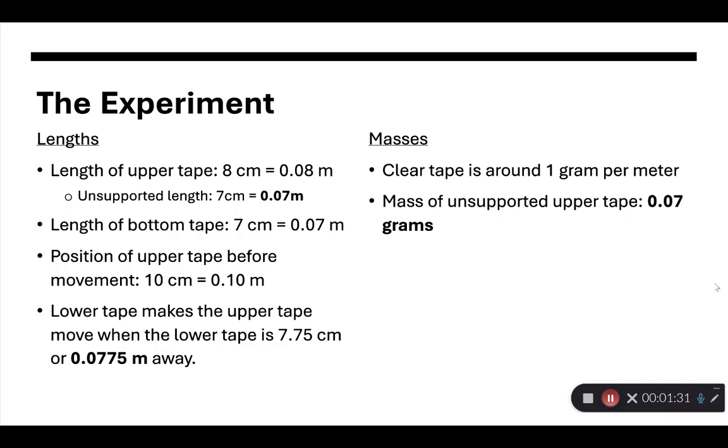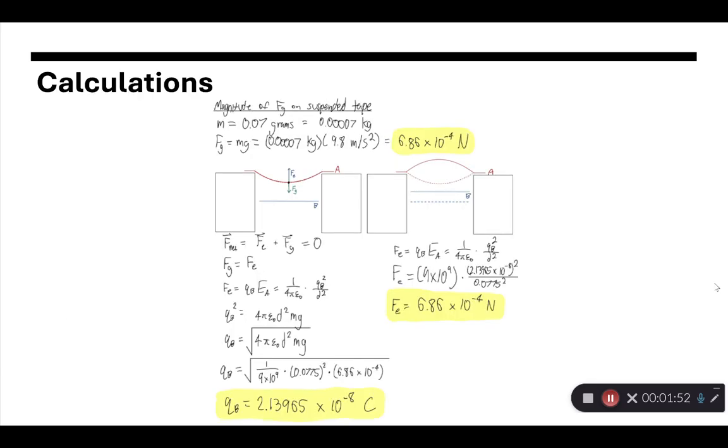The experiment: we have our lengths on the left, masses on the right. Some notable lengths are that the unsupported tape was 7 centimeters, and the lower tape made the upper tape move when it was about 7.75 meters away. And the mass of the tape, using the mass given to us, 1 gram per meter, we found it to be 0.07 grams. So we use all this data.